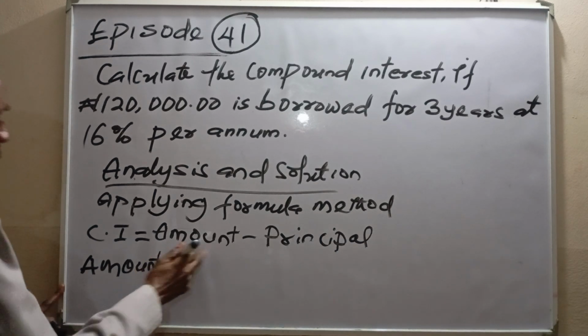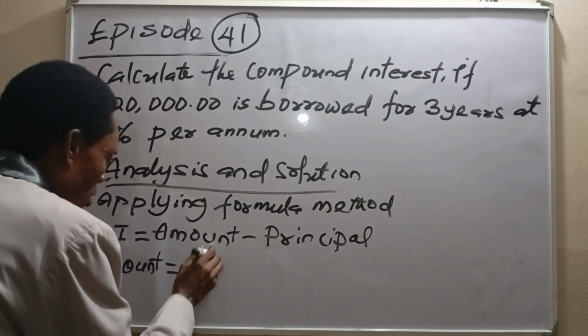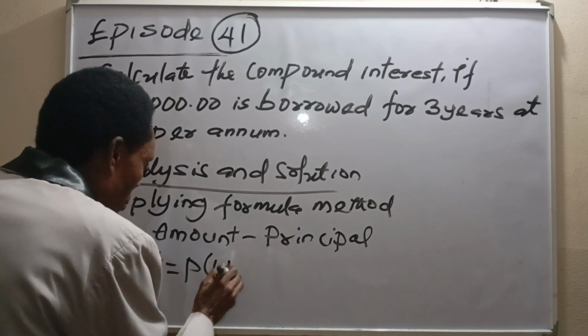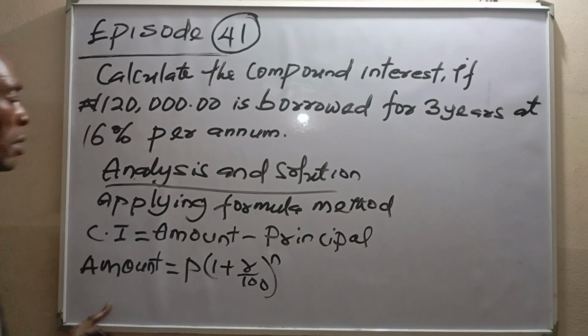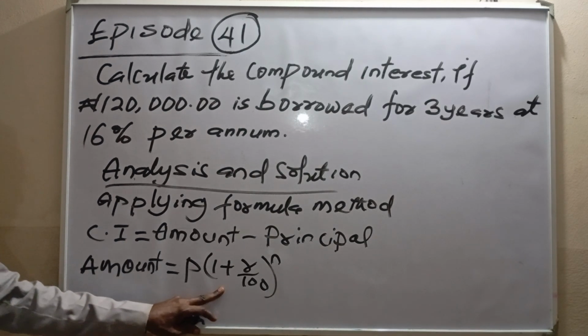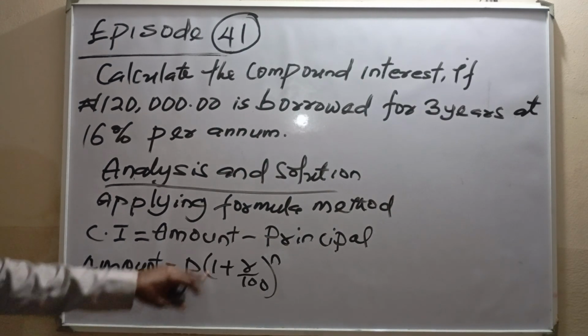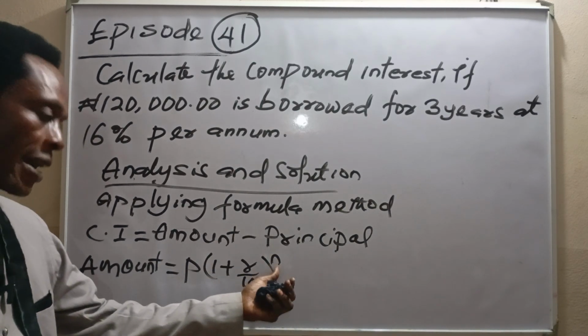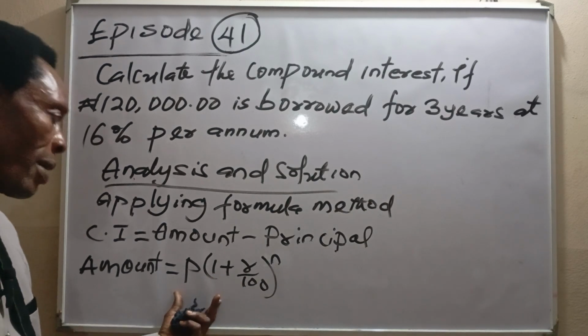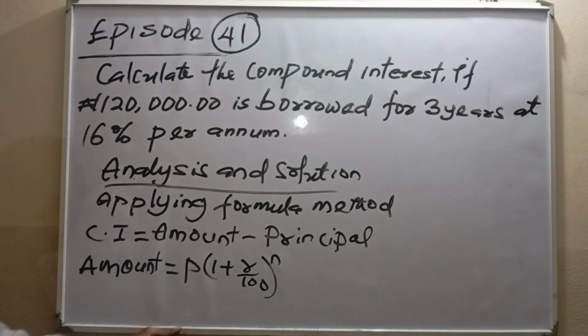The formula for amount is A equals P open bracket 1 plus r over 100 close bracket raised to the power of n. So you have to calculate the amount. Then at the end, for you to get your compound interest, C.I., you subtract the principal from the amount. So that is it.